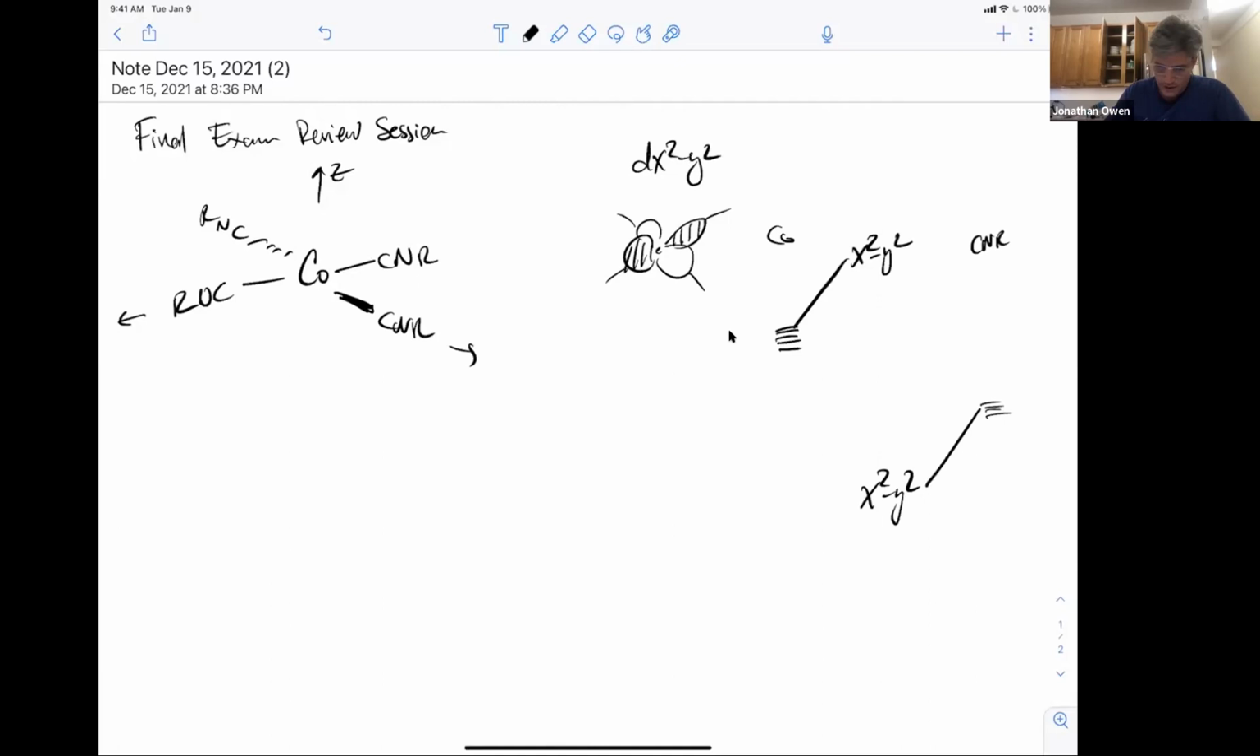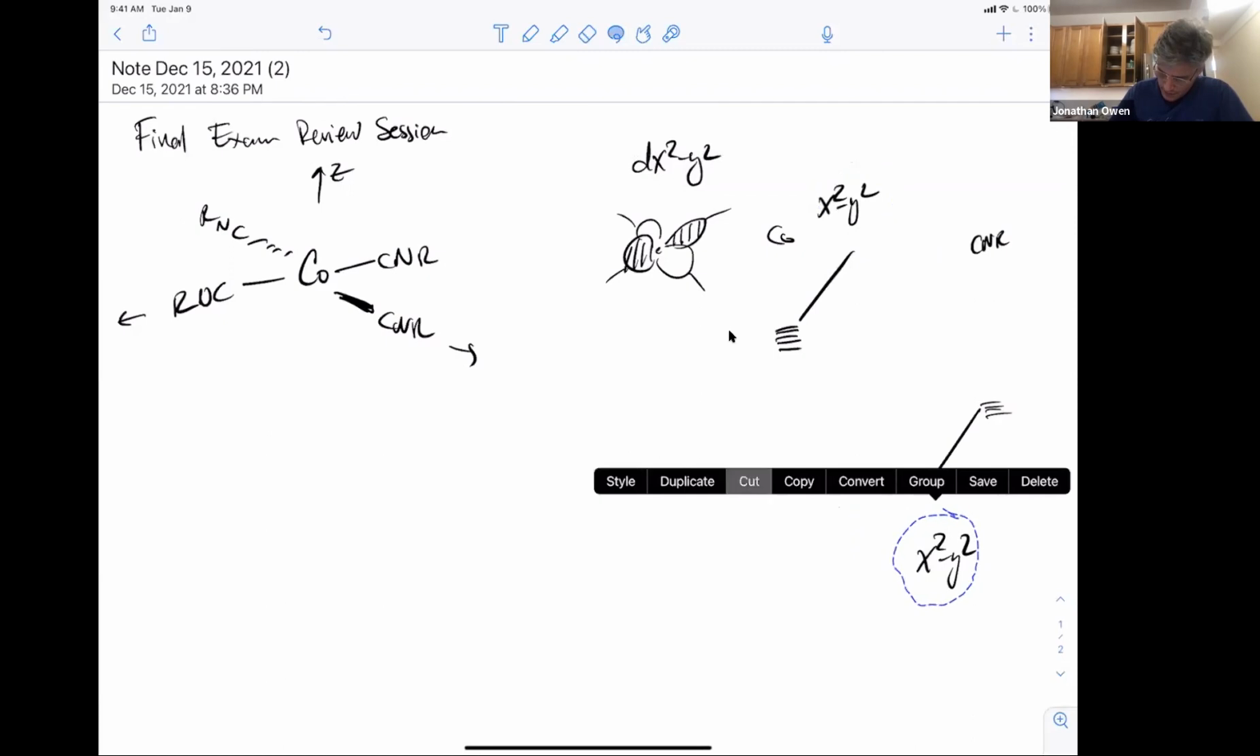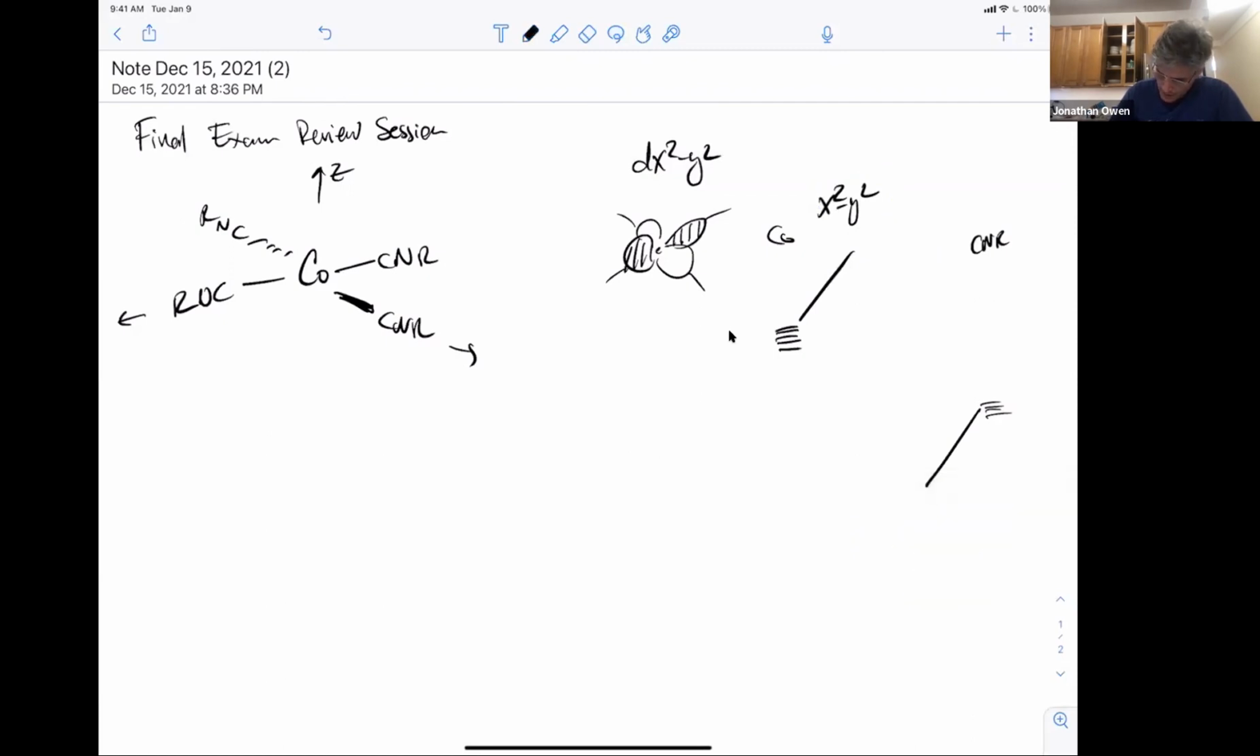Sorry, that was a mistake. Let's try that slightly differently. In fact, I'm going to just get rid of that. So this one here is the sigma star level, and this one is the sigma level.